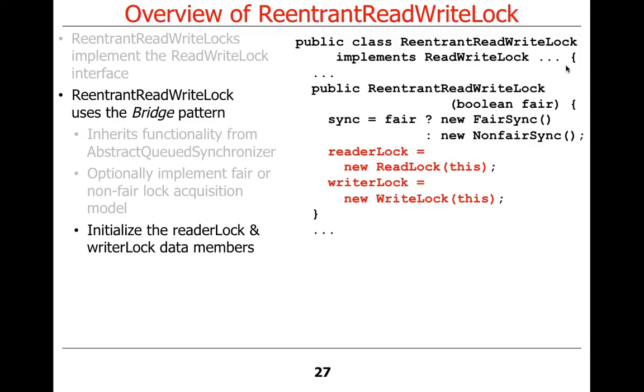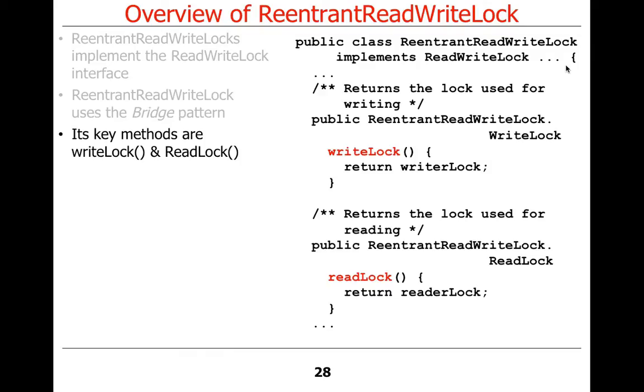So in the constructor, it goes ahead and allocates a read lock and a write lock, and it stashes these things away in data members. And then these data members can be accessed via accessor methods. So the actual methods on ReentrantReadWriteLock are really just read lock and write lock. And those are just accessors that return the references to the underlying read lock and write lock.